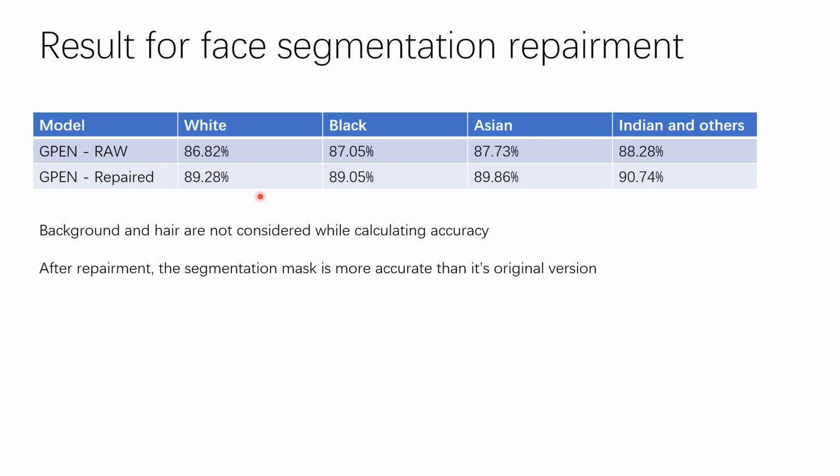We can see from the data that for each group, the accuracy for the segmentation has increased by around 2%. That's actually a lot, because some very minor change in the pixels will make the shape of each facial component look very different. So I can say that after my repairment, the segmentation mask is more accurate than its original version.